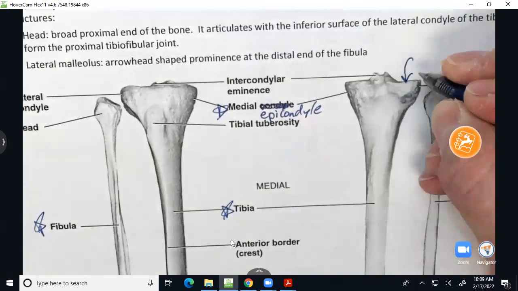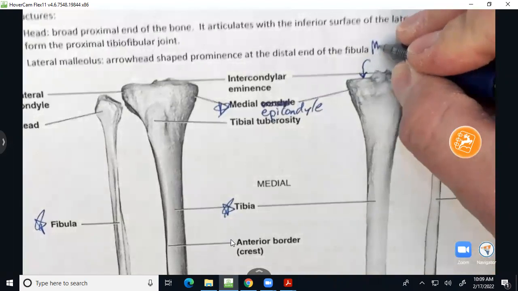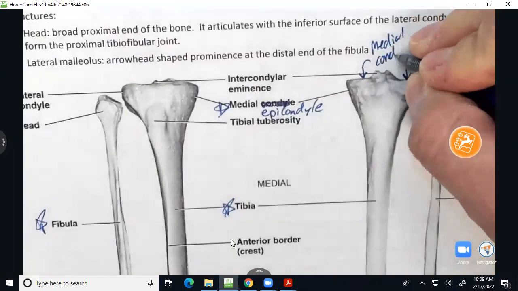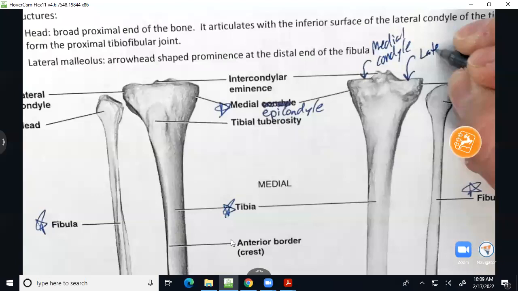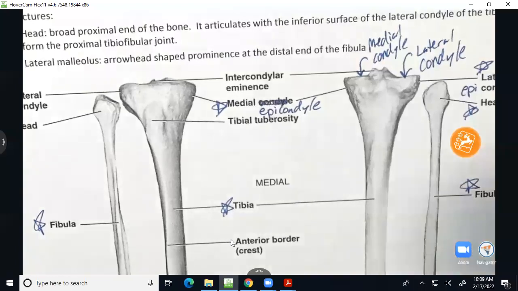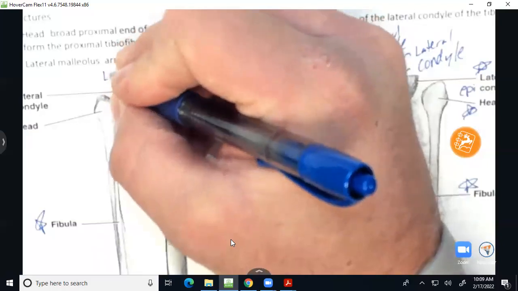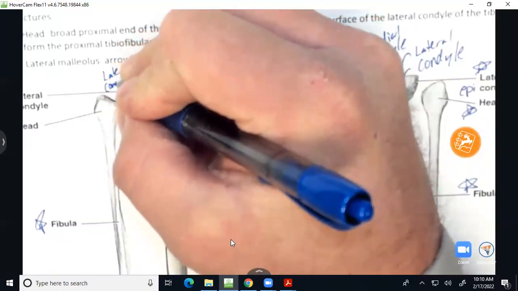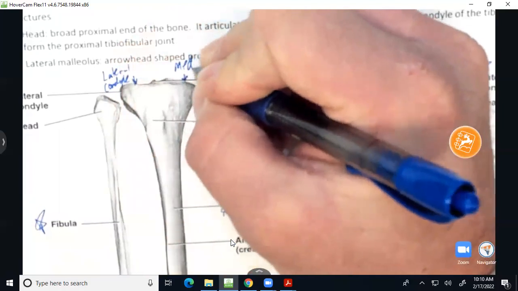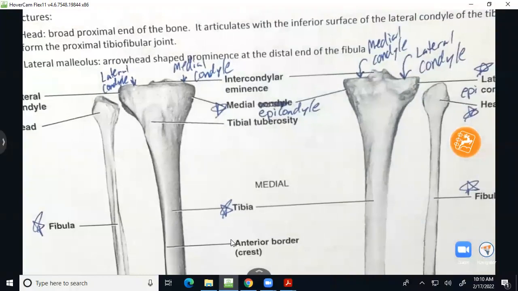Okay, so how I always label it is I just kind of draw an arrow down directly like that to those flat areas. If you're looking on the medial side, this would be the medial condyle, and that would be the lateral condyle. Same thing over here. Lateral condyle, medial condyle.